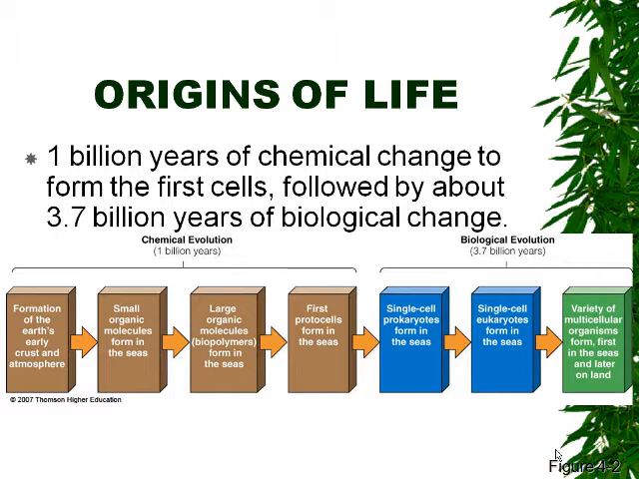So origins of life, we're starting with chemical change to form the first cells, and then it's turning into biological change. So you see starting with a lot of geological, small stuff, or big stuff, but formation of the earth, the crust, the atmosphere, all of the physical characteristics, and then you move into very small chemical changes, into larger chemical changes, and then into biological changes.